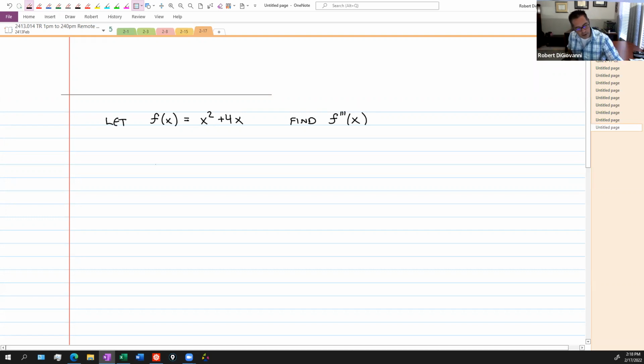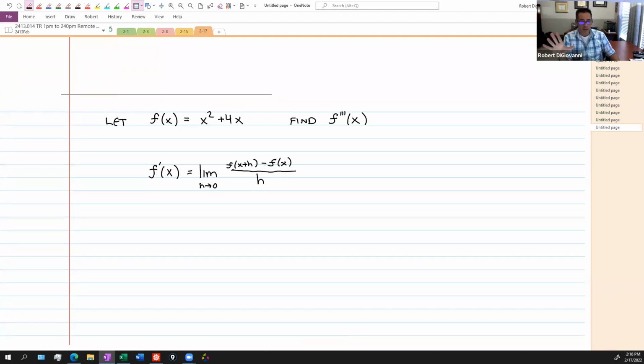So to find the first derivative, what I'm going to do is use the definition of the derivative, which is the limit as h goes to 0 of f of x plus h minus f of x all over h. That is the new definition of the derivative. As we started class today, we replaced the a with x, right? And now let's figure out what this is. This is the limit as h goes to 0.